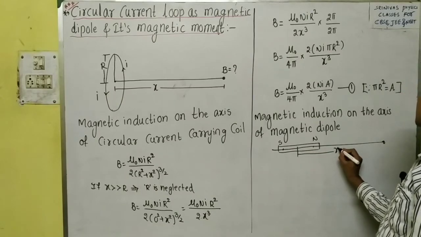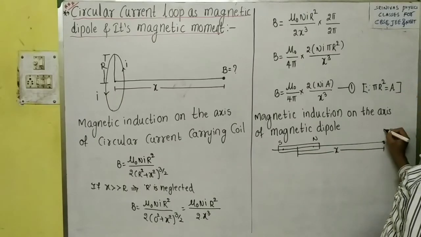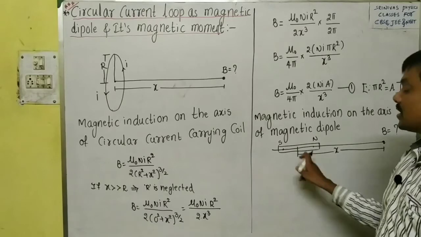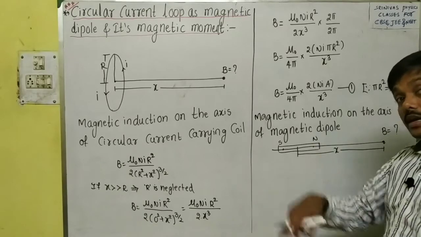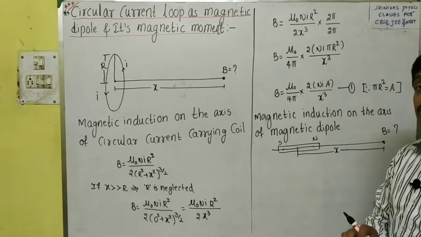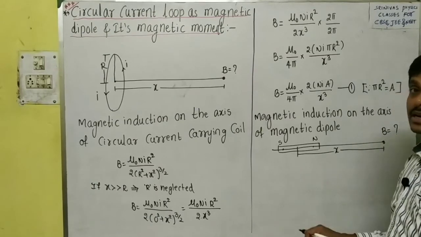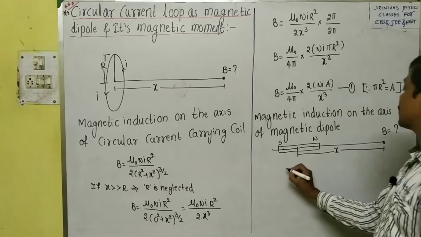From the center at a distance x, I want the magnetic induction. This is the magnetic induction on the axial line of the bar magnet. This we have not derived. This is similar to the electric field intensity, right? I gave the table in the previous lecture. From that we write the formula for the B.